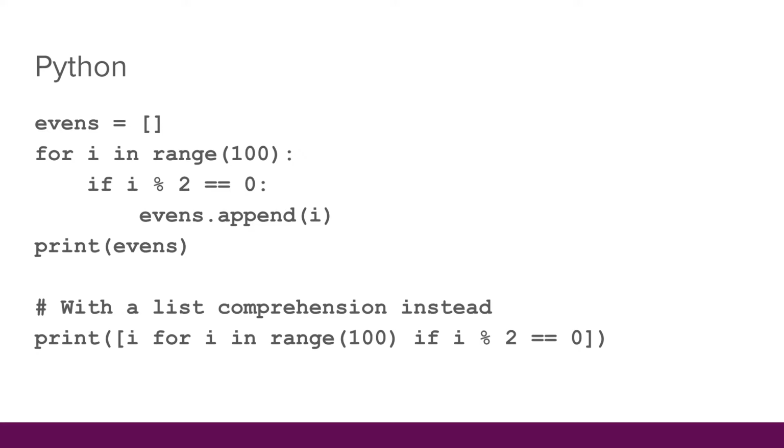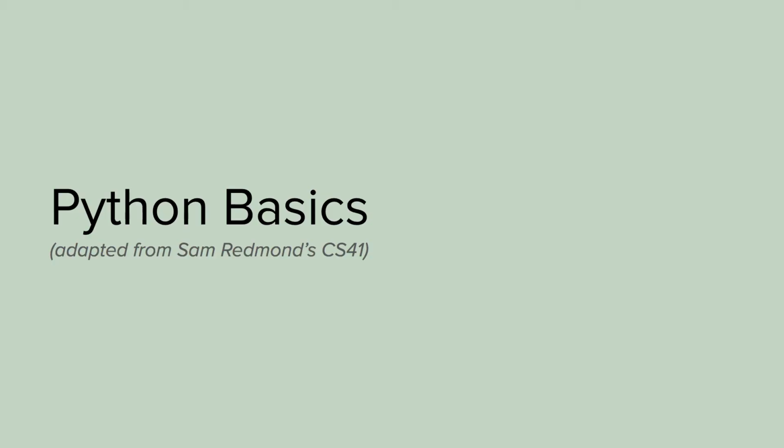It's using a list comprehension, which is something we're not going to be covering today, but it's a completely elegant and Pythonic way of dealing with creating lists and manipulating lists. So that's one other cool thing. So we're going to go through a number of different Python basics, and I've adapted this from Sam Redmond's CS109 class. That's not being taught this year, but I've linked to it at the very end of these slides because it's a fantastic resource if you want to learn more about Python.